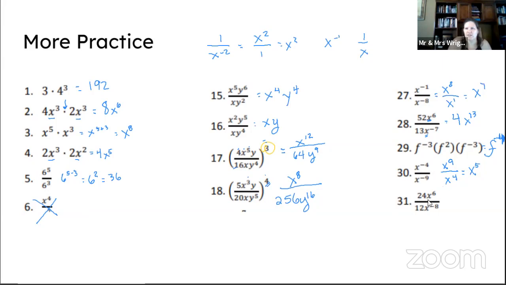24x to the 6 over 12x to the -8. Remember, a fraction is just a division sign. So when we divide 24 by 12, we get 2. And so I'm going to start with the number 2 here. Now, my x is a common base for both of these. So I'm going to write my base. And then because it's a division problem, I'm going to subtract the exponents. 6 minus -8 is 14. So 2x to the power of 14.